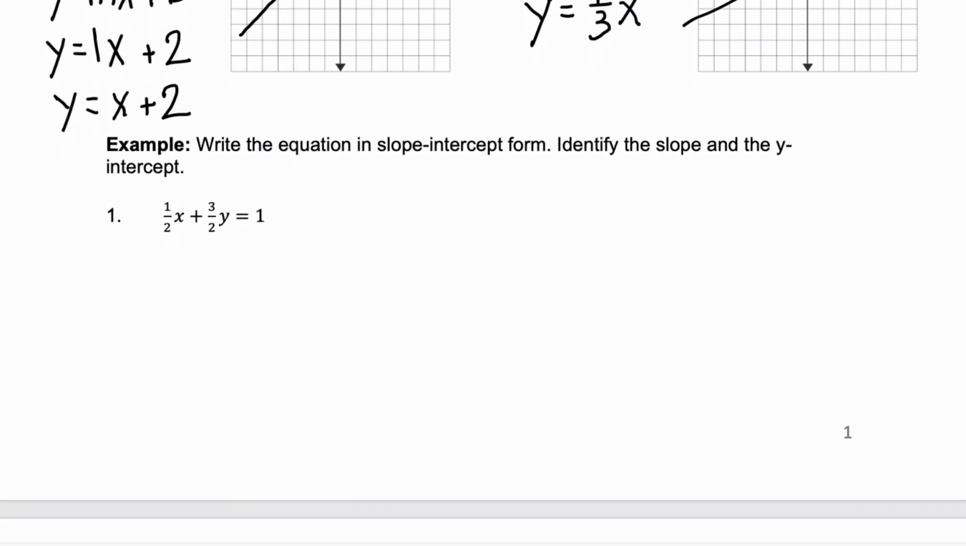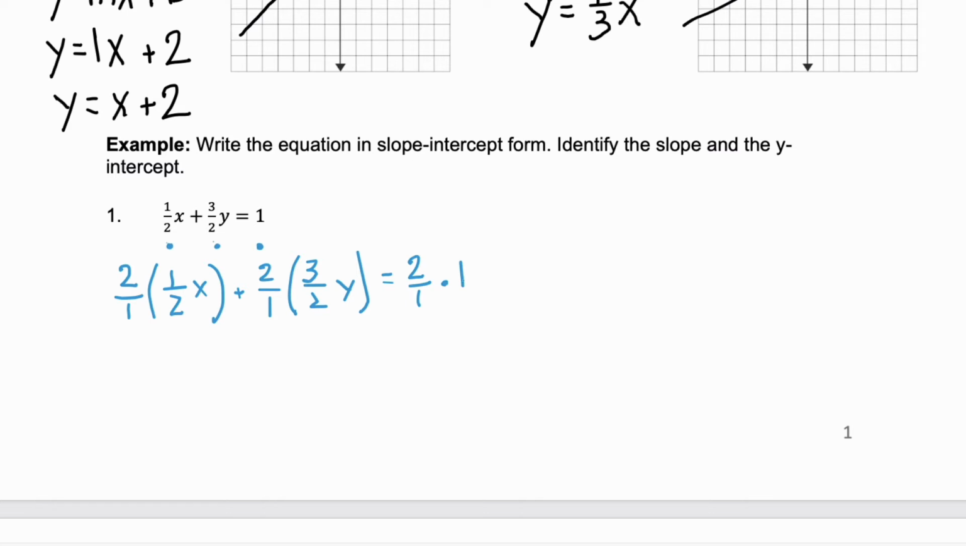Look at this example. Write the equation in slope-intercept form. Identify the slope and the y-intercept. I know there's a little bit of a panic because of all of those fractions. Well, if you hate fractions, eliminate those first. Since they have a common denominator of 2, we can multiply all three terms by 2/1, and we eliminate those fractions. Watch. So 2/1 times 1/2 x plus 2/1 times 3/2 y equals 2/1 times 1.